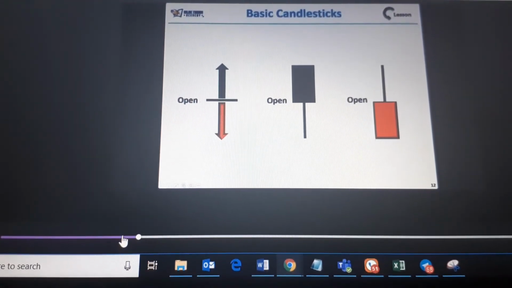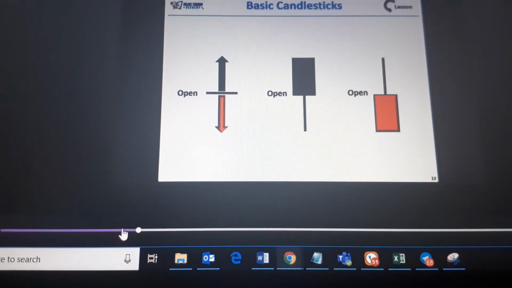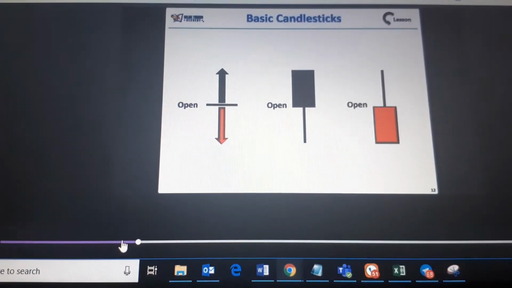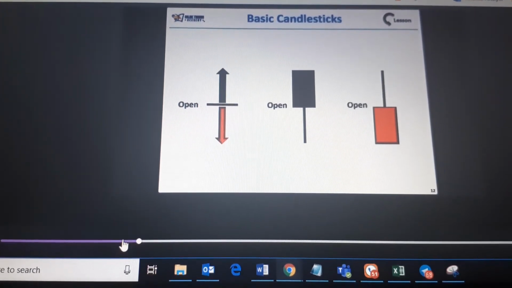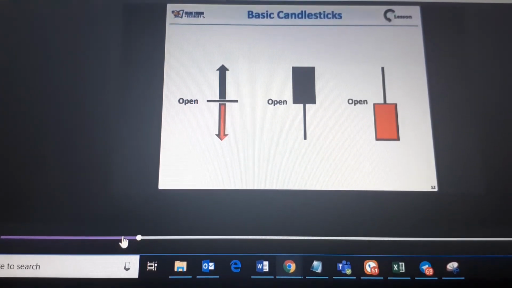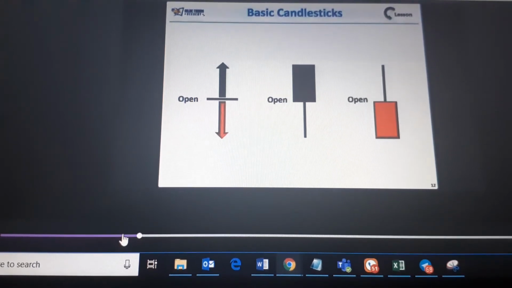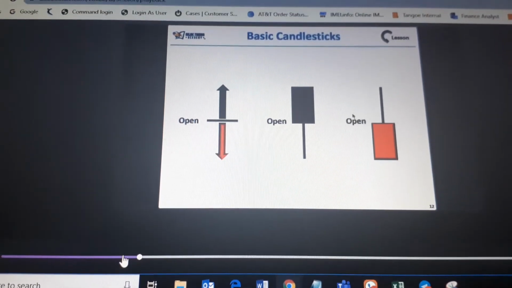Now don't go into that, Shravan. We don't want to go with hammer and all those candlestick patterns. We don't need to know this. If you know that, that's good, but we don't need to know all these candlestick patterns.